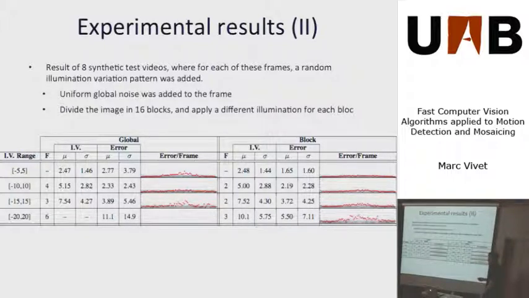There are global illumination changes, where all the pixels are affected by the same random number, or by block. The image is divided into a 4 by 4 grid, and each of the blocks has a different intensity variation. Here the results depend on the tracking algorithm. We are using kernel tracking, which is composed of bins, and in our case we use 12 bins, and 12 bins correspond to 20 degrees of grayscale. So the robustness of our system to this kind of subtle changes depends on the tracking algorithm used.